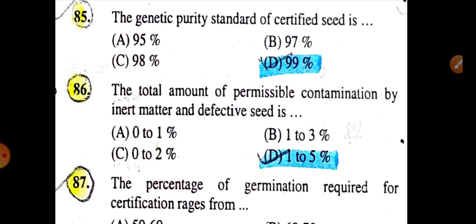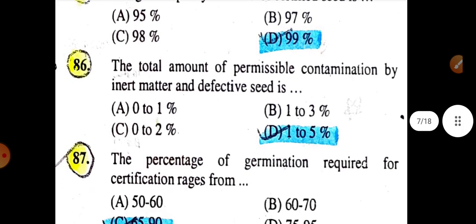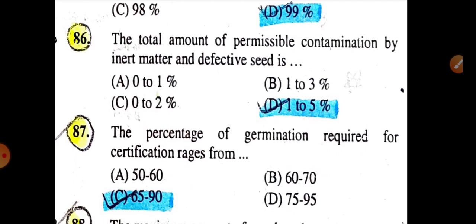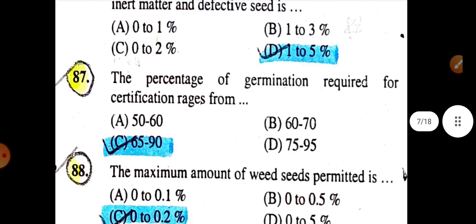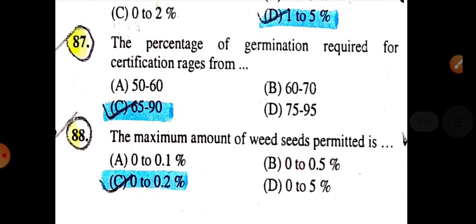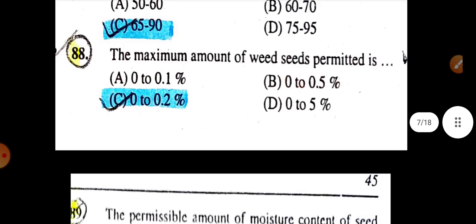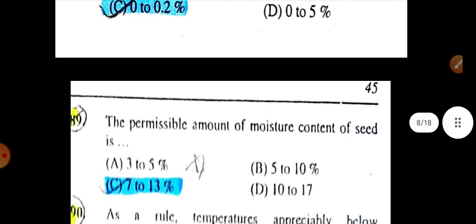The genetic purity standard of certified seed is 99%. The total amount of permissible contamination by inert matter and defective seed is 1 to 5%. The percentage of germination required for certification ranges from 65 to 90. The maximum amount of weed seed permitted is 0 to 0.2%.